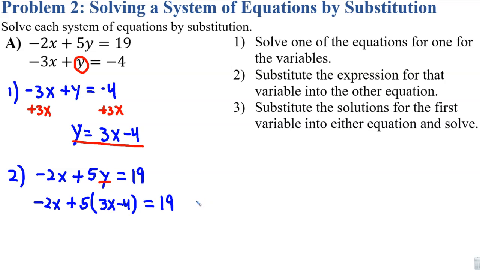So now what I have is an equation in terms of just x. There's only one variable in this equation, the x. So now I can solve this equation for x and figure out what the x part of my solution is. To get the x by itself, we'll distribute across these parentheses. That'll leave us with negative 2x plus 15x minus 20 is equal to 19.